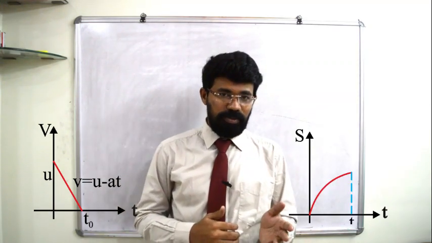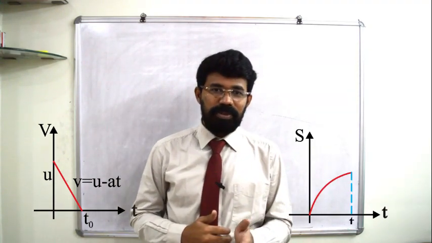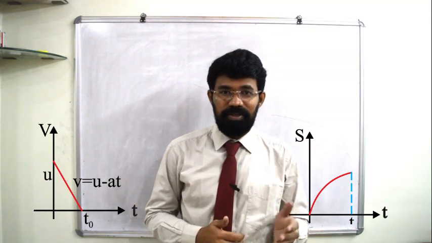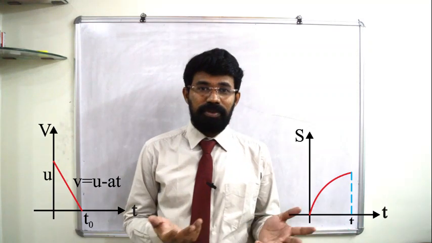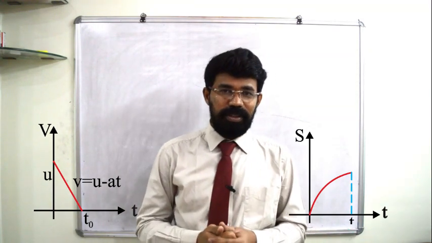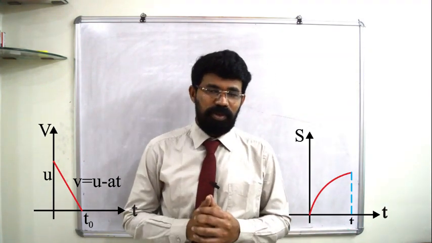And corresponding position time plot is this one. And if you observe this graph, see what is happening to the slope of the graph. It is decreasing, and finally it is becoming 0. If the slope becomes 0, what has happened to the velocity? Velocity has become 0, isn't it? That's the physical significance of position time plot.